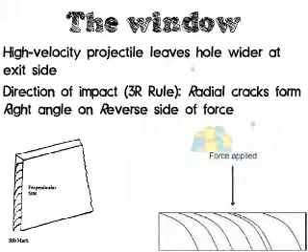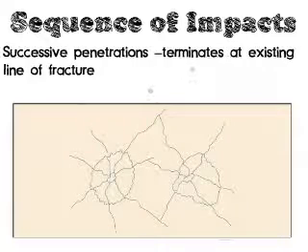High-velocity projectiles such as bullets often leave holes wider at the exit side. The direction of impact can be determined by using the 3R rule. Radial cracks form a right angle on the reverse side of the force. Successive penetrations of glass can be determined because a fracture will always terminate at an existing line of fracture.